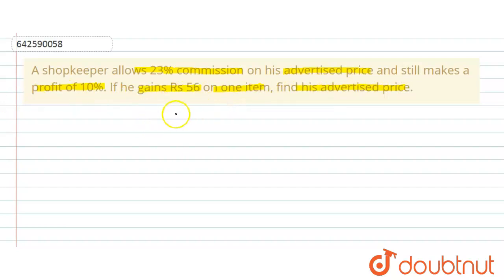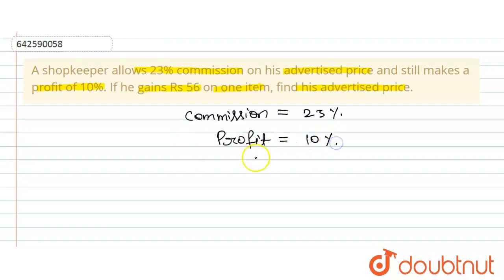We will find the advertised price. First of all, quickly write down the given information. The commission is equal to 23% on the advertised price, the profit percent is 10%, and the profit or gain is equal to rupees 56.